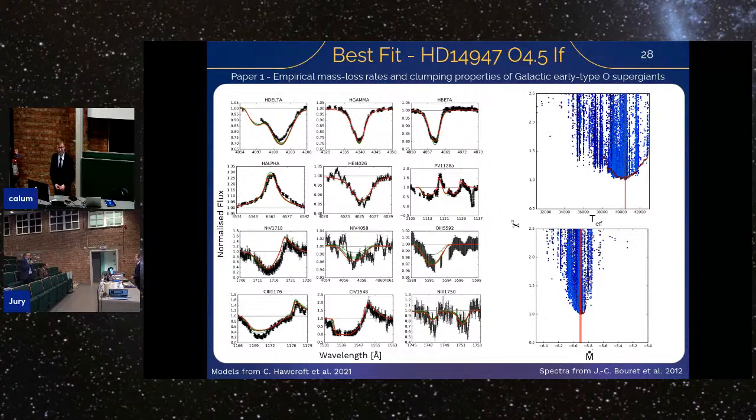This is a single model atmosphere. What makes you say that you can do a single stellar model atmosphere for massive stars? Because they're basically all binaries, huh?